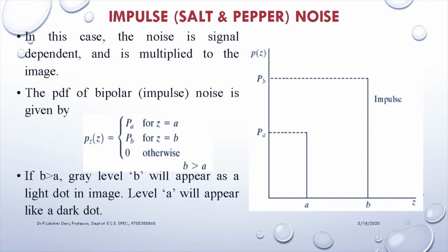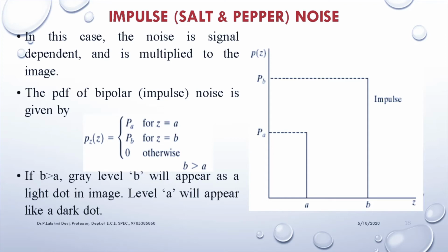Here, for the probability distribution of the gray levels of the pixels, we consider the probability of the corresponding gray level A as PA and the probability of the corresponding gray level B as PB. In between these two are actually the impulses. The probability distribution of bipolar or impulse noise is given by P of Z. The probability distribution function P of Z is equal to PA for Z equal to A.